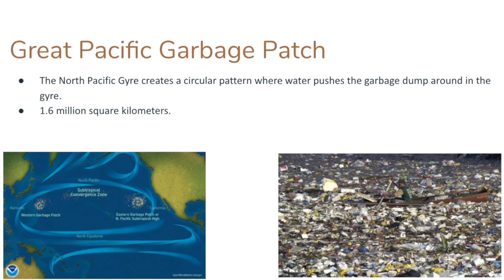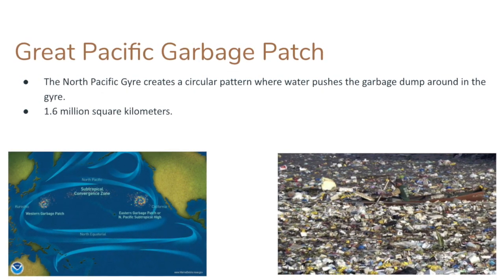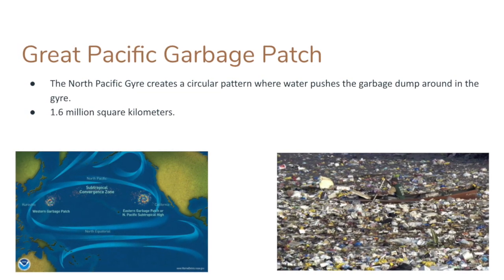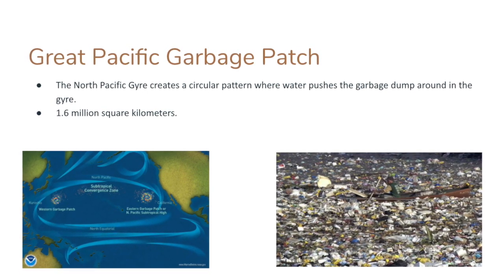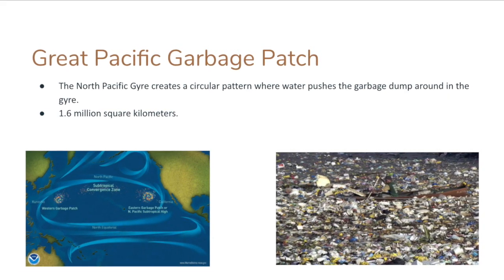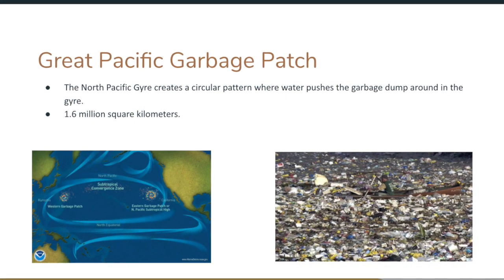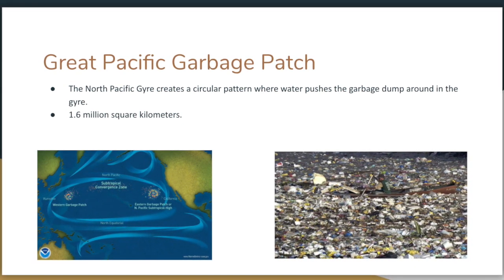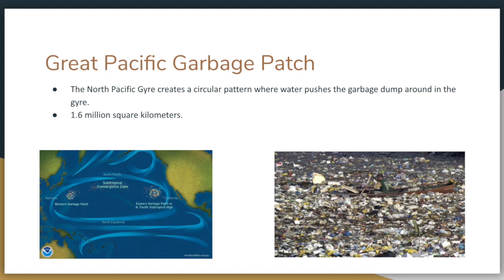Lastly, we have the Great Pacific Garbage Patch. This is a little extra, but inside of the North Pacific Gyre is the Great Pacific Garbage Patch. The North Pacific Gyre creates a circular pattern where the water pushes the garbage dump, which is said to be bigger than Texas, around in the gyre, allowing trash to be flowing continuously. The size of this is supposedly about 1.6 million square kilometers.